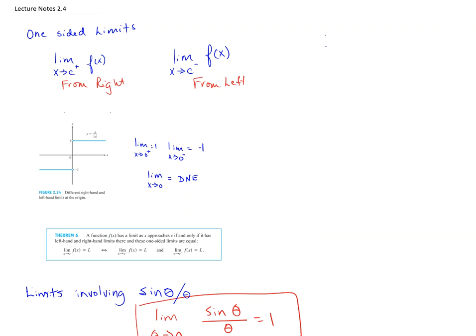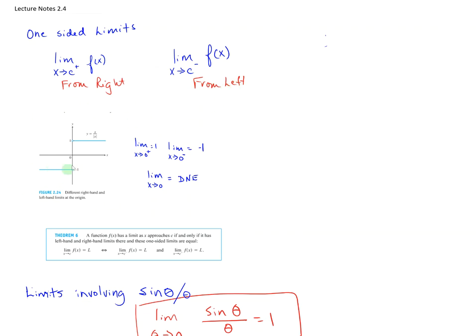This is section 2.4, and it's about one-sided limits. And so we'll note here in the limit notation, as limit as x approaches c, and there's a little plus here, there's a minus here. The plus says you're taking the limit from the right. The minus says you're taking it from the left. So let's look at what that looks like graphically.